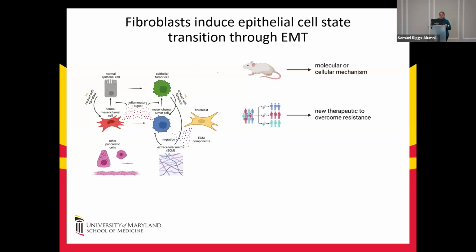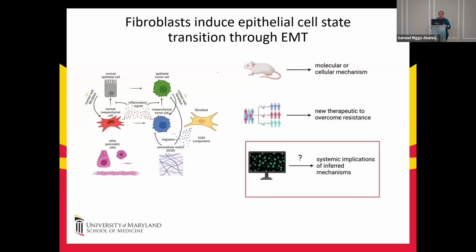So as in Sam's follow-up work, typically this would lead to the next experiment to look at the molecular mechanism, the new therapeutic to overcome resistance. But these are both really not as accessible to my lab as a computational biologist. And so we want to see, if we know what these are, can we start to understand the systemic implications of the inferred mechanisms? And can we start to use the computer to conduct experiments entirely in silico before we ever go back to a murine system or certainly a human clinical trial?